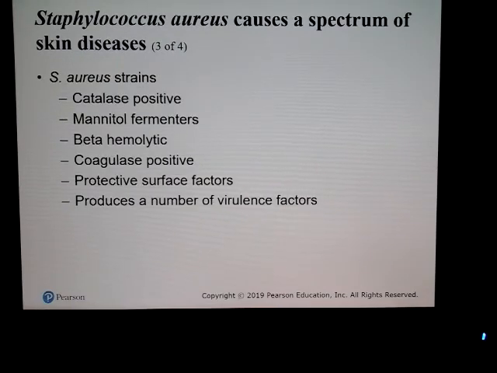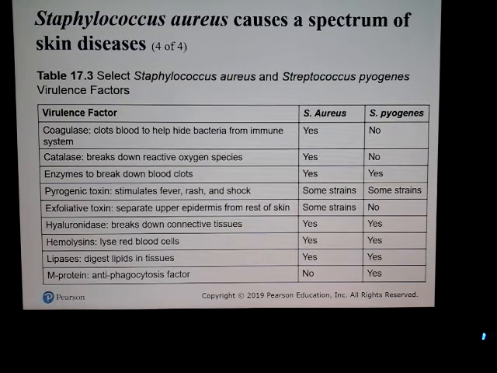Now, some of the testing that can be done, and you've done some of this in the lab, or you were actually given results on some of this: they're catalase positive, mannitol fermenters, beta hemolytic, coagulase positive, etc. And they have a lot of different virulence factors as well. And this chart just shows some of the differences between staph infections and strep infections over here.